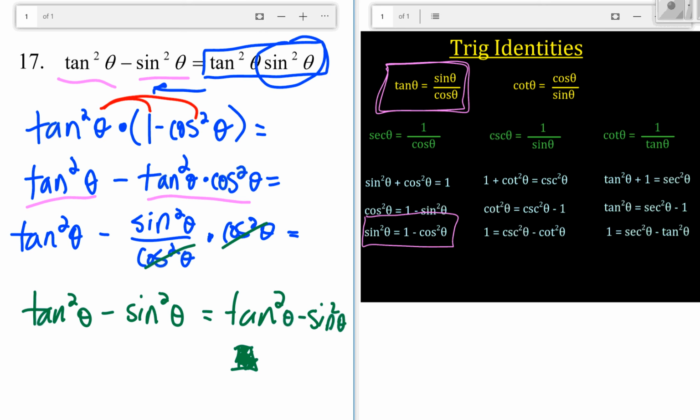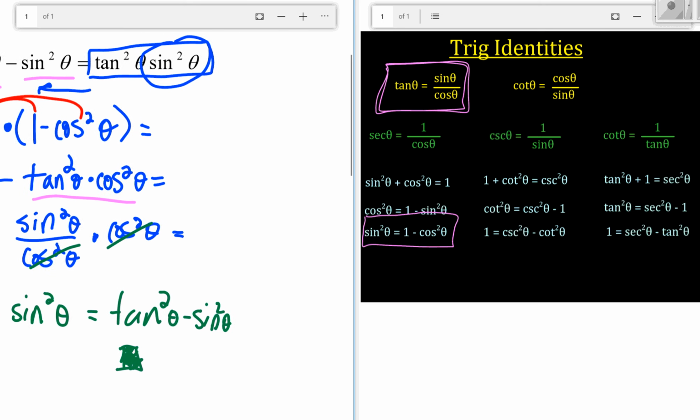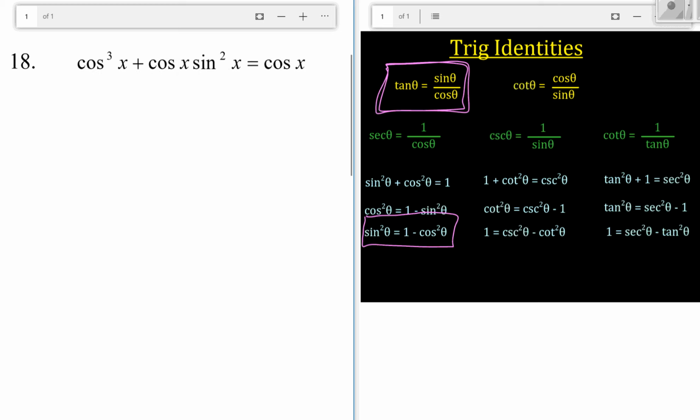All right, let's look at number 18. Here I've got a bunch of stuff on the left: cosine cubed x plus cosine x sine squared x equals cosine x. So all of this will eventually simplify down to cosine x. Let's see if we can make that happen.